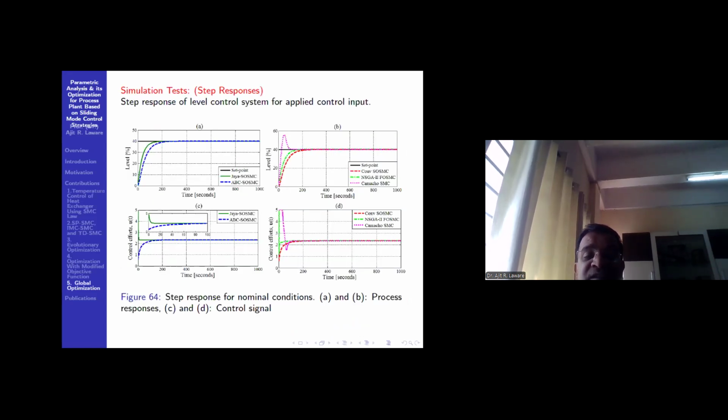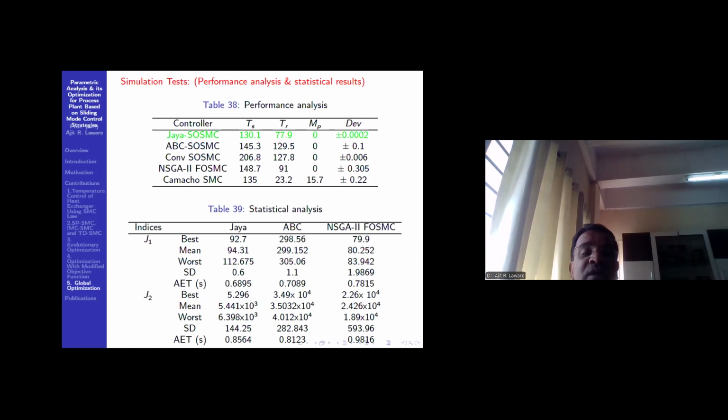This is the simulation test. This is the step response for the nominal conditions for Jaya, ABC, conventional, NSGA2, Camacho SMC, Jaya SMC, SOSMC, and all that. Okay, so this is the performance analysis in case of time domain and all that. The green color shows the quantitative analysis, and it shows Jaya gives you the better performance.